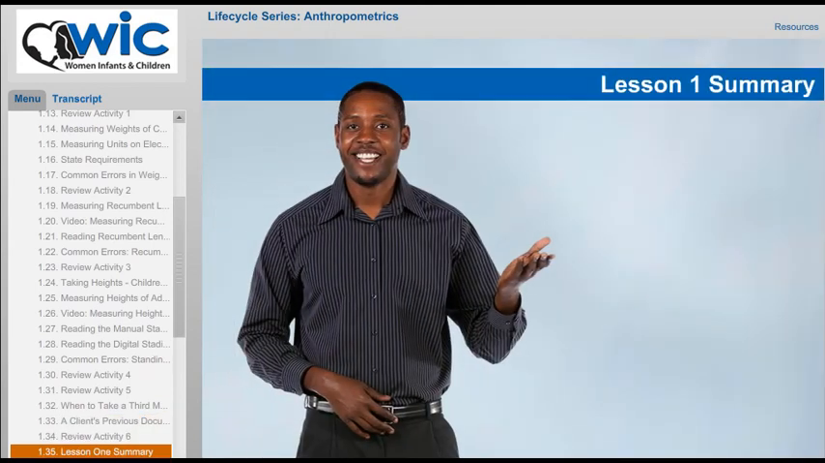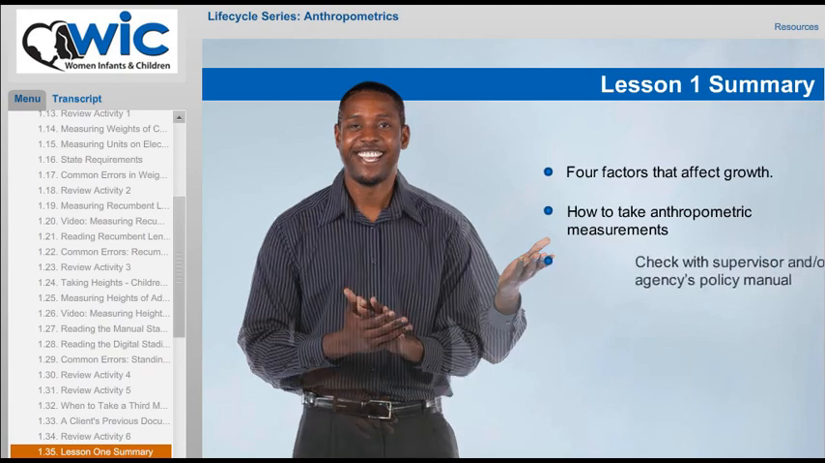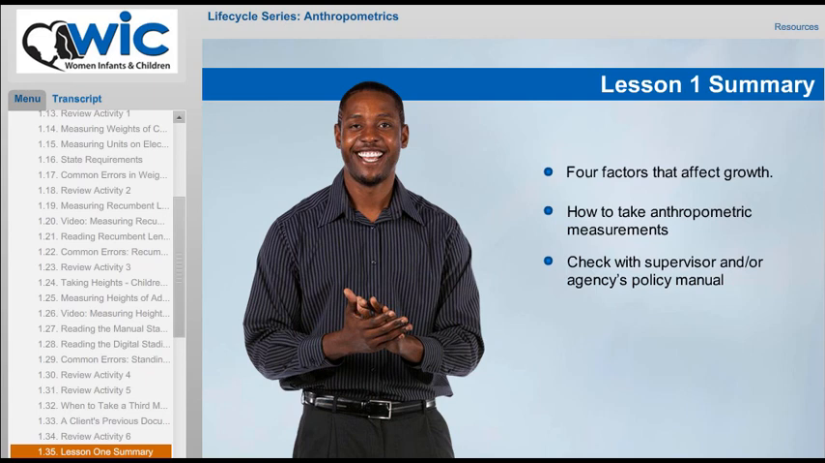In this lesson, you learned about the 4 factors that affect growth and how to take anthropometric measurements using equipment such as the balance beam and electronic scale, a recumbent length board, and how to measure height using a stadiometer, both manual and digital. You also learned about needing to ask your supervisor and checking your agency's policy manual for the number of measurements you'll need to take, the units of measurement your equipment displays in, whether or not you'll need to convert the units, when or if a third measurement is necessary, and whether or not you can use your client's previous documentation.